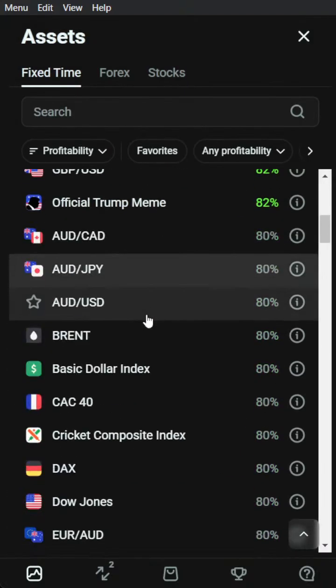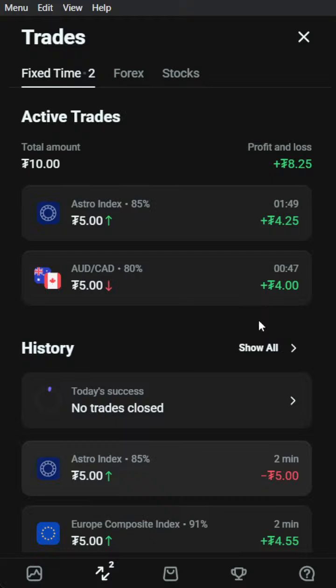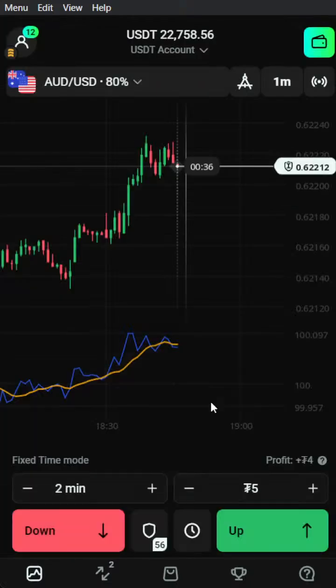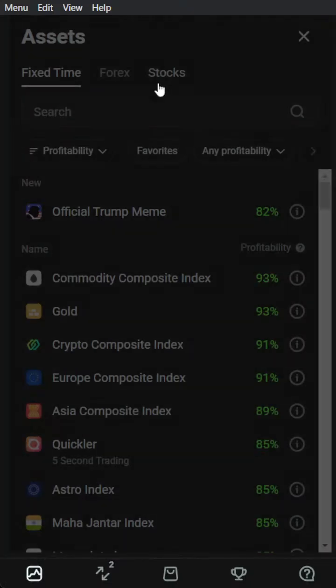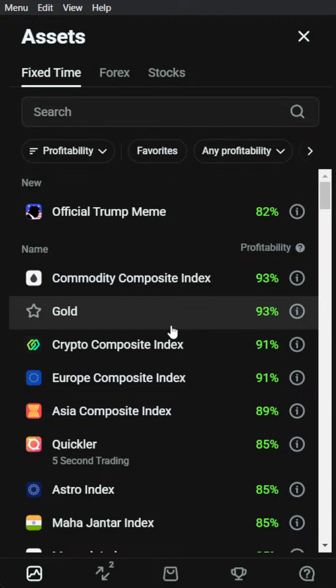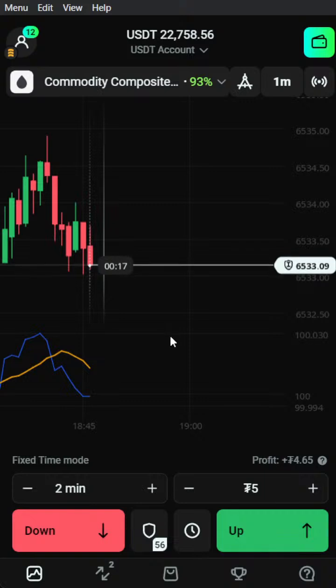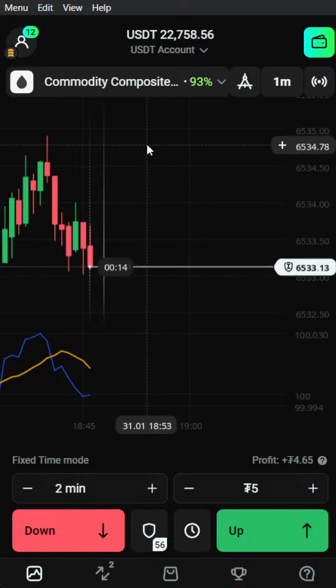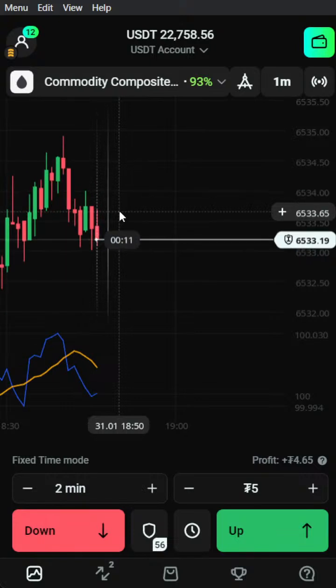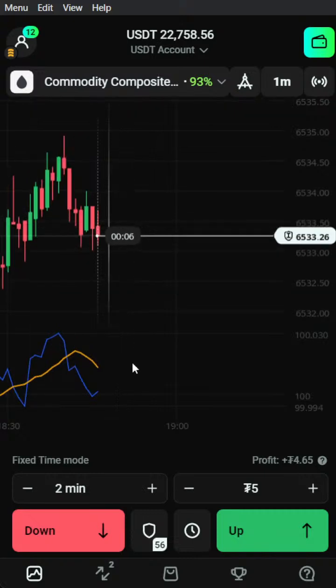That's why I'm here. Okay, so right now we have two active trades. The one in Astro we lost. I saw a good signal coming up. I made another trade. So let's see how this one goes. Okay, again a down signal coming up in commodity. Let's wait. We see a strong down signal that is coming up in commodity.